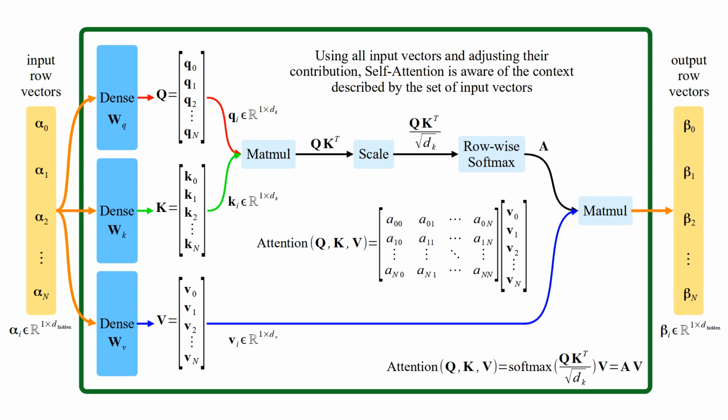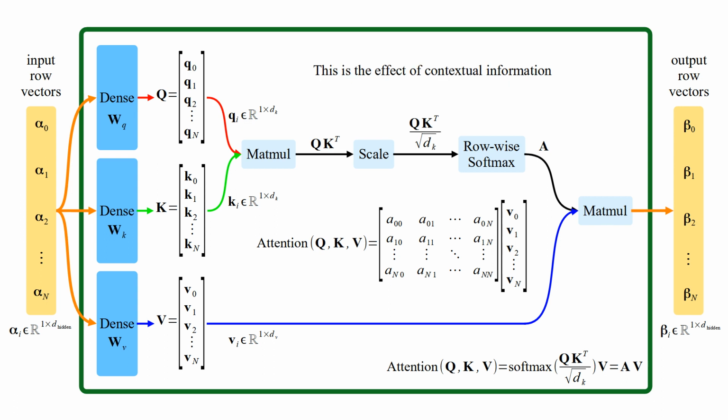Using all input vectors and adjusting their contribution, self-attention is aware of the context described by the set of input vectors. While combining value vectors for one output, value vector of corresponding input moves towards value vectors of other inputs. This is the effect of contextual information.